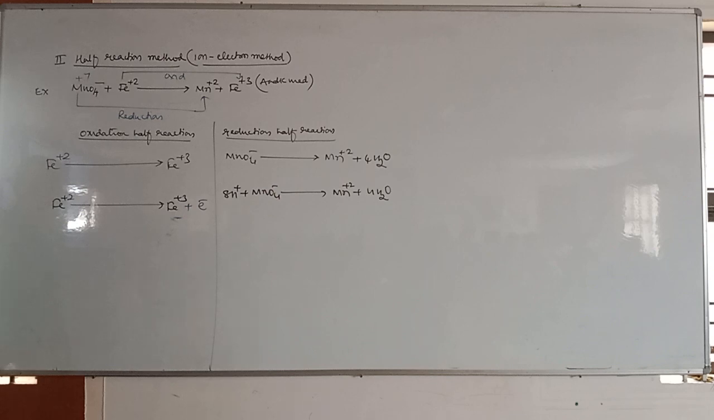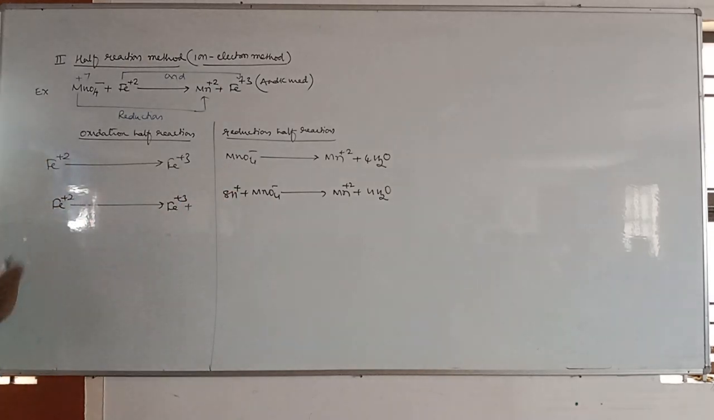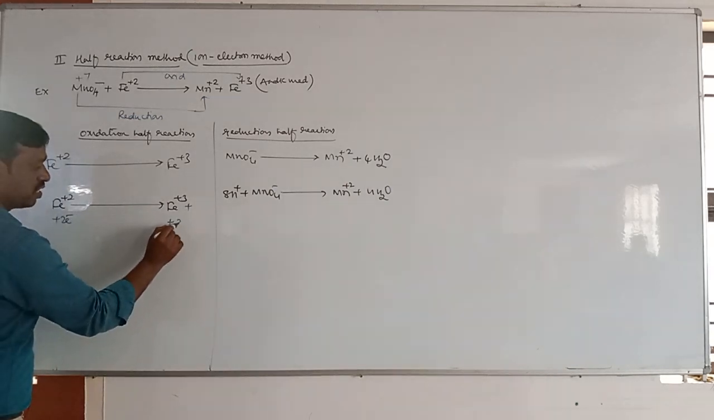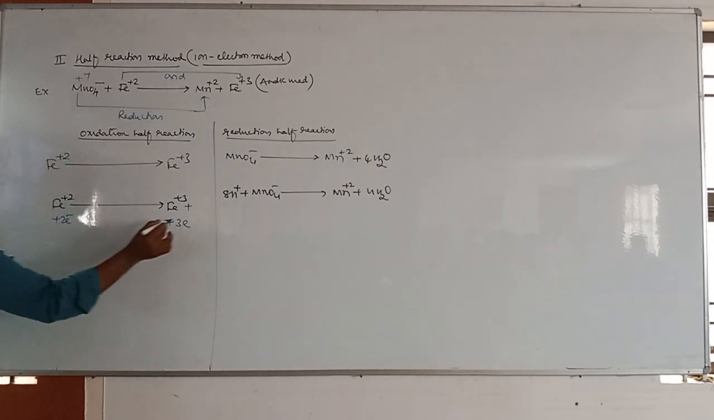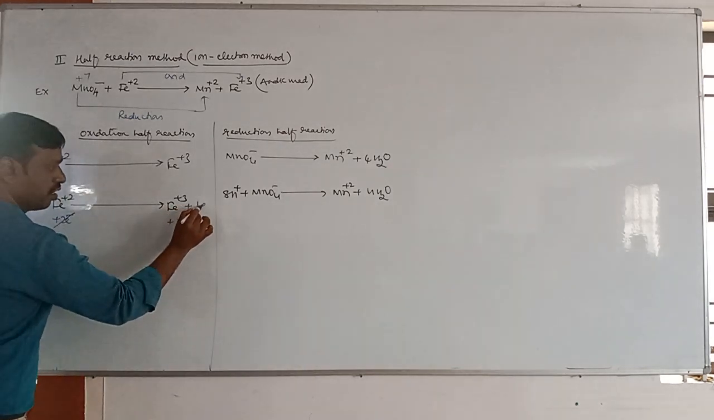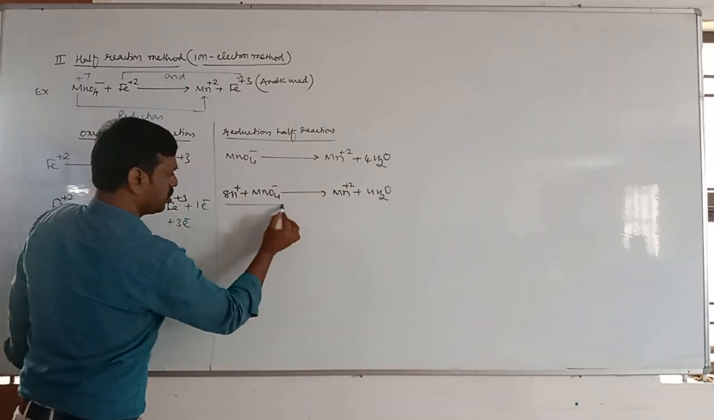Understood? What I did is, listen carefully. How is charge balanced? See, it is Fe plus 2. There is a deficiency of 2 electrons, so add 2 electrons on this side. Fe plus 3, add 3 electrons on this side. So 2 electrons here, 3 electrons here. If you cancel 2 electrons, then what is left here? 1 electron.